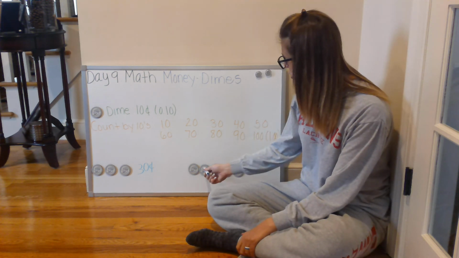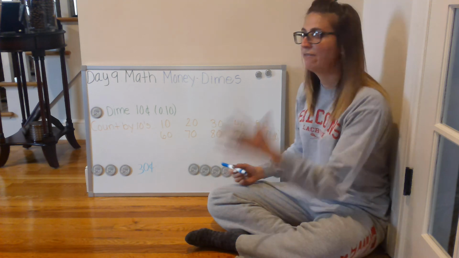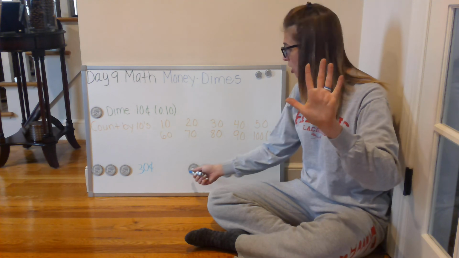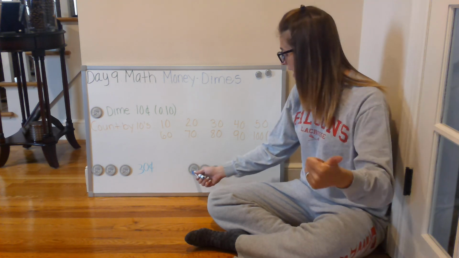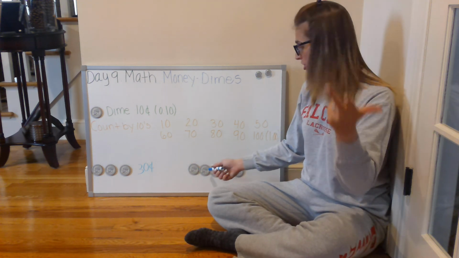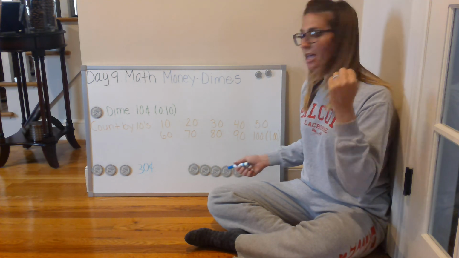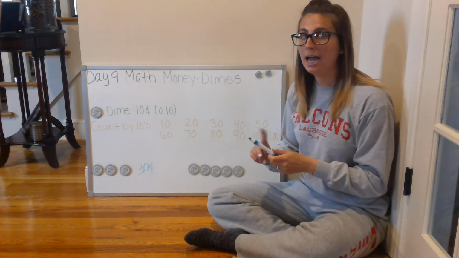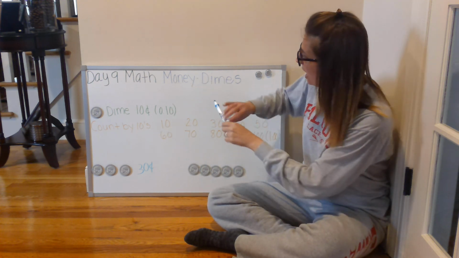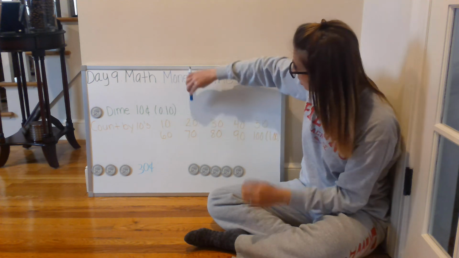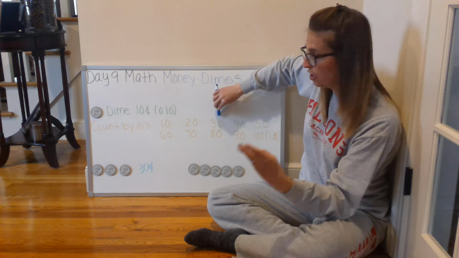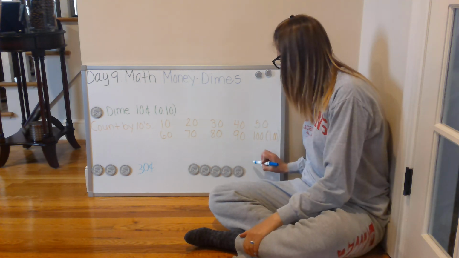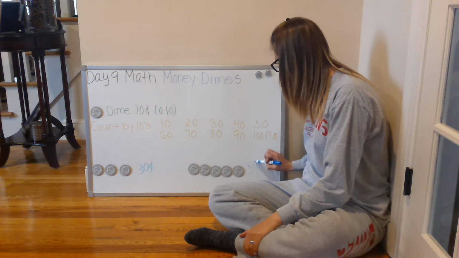We have 1, 2, 3, 4, 5 dimes. So I have to count by tens 5 times, starting with 10. 10, 20, 30, 40, 50. Now, if I wanted to use my number line, I'd have to count by tens 5 times. So on my number line, I'd go 10, 20, 30, 40, 50. 5 dimes is worth 50 cents.